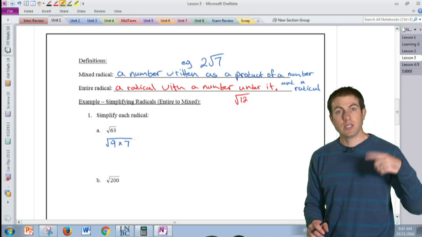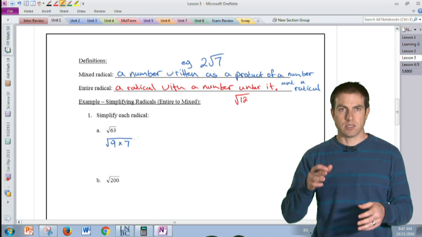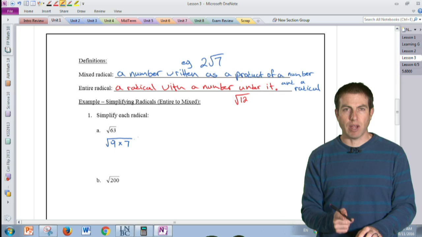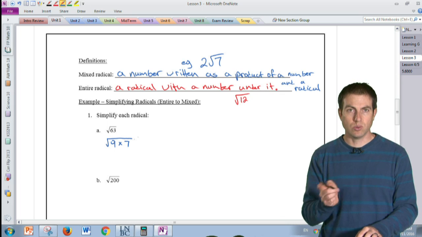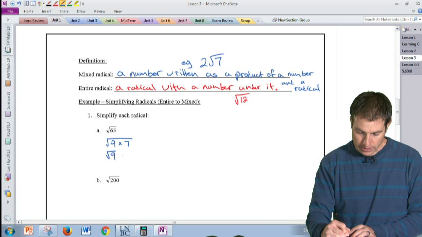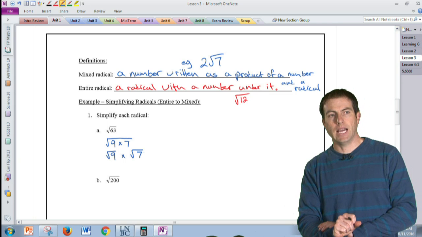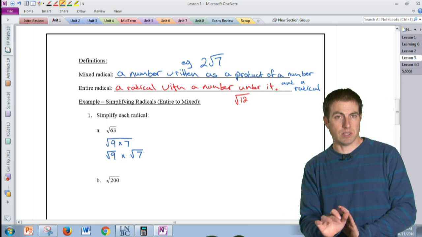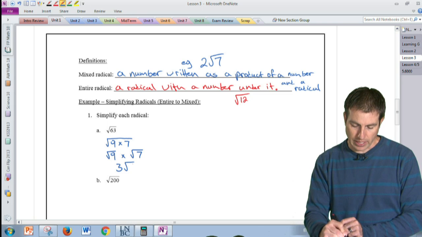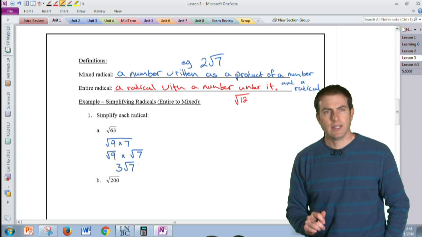Now, using the property that we looked at above in that little orange box, if I'm multiplying under a radical sign, I can split it into two radicals. So I'm going to go the square root of 9, and then multiply it by the square root of 7. Now, the square root of 7, I won't be able to simplify, but the square root of 9 I can. I know that the square root of 9 is 3, and I have this root 7.